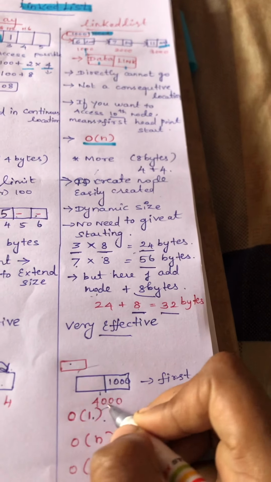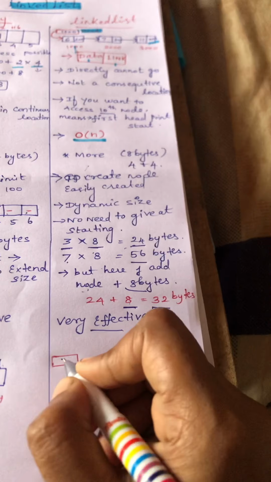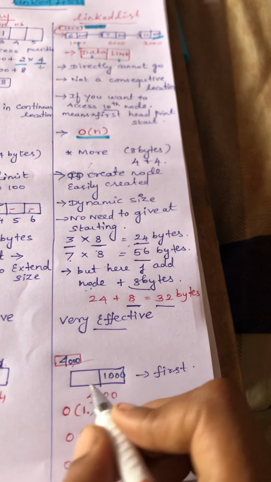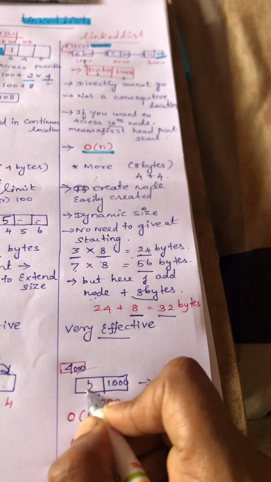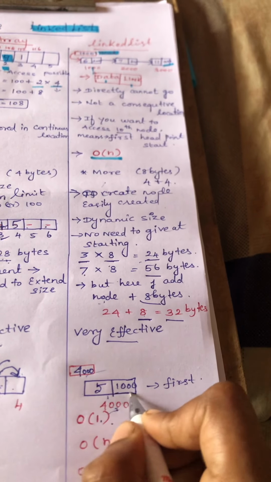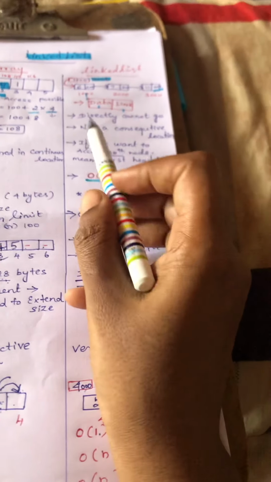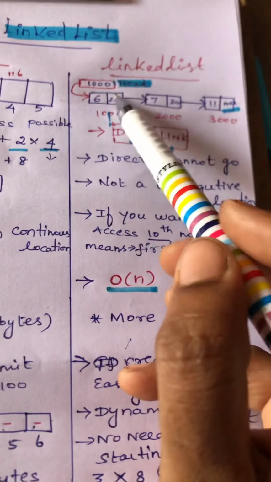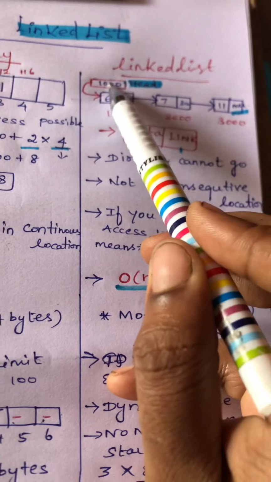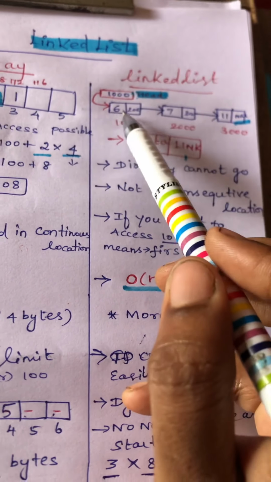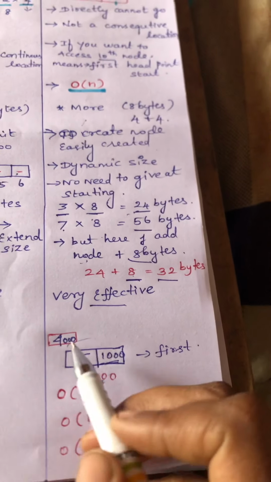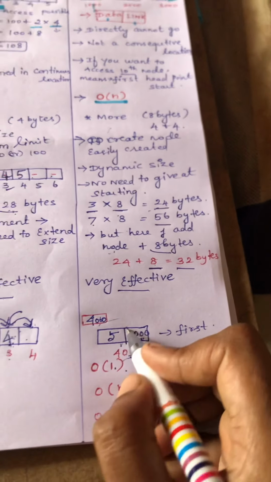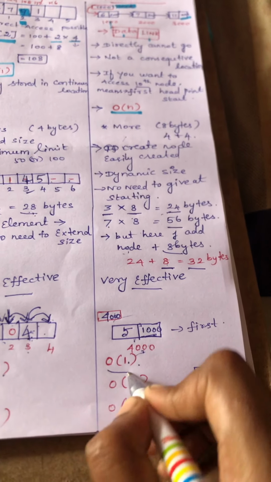What we do is just change the head pointer address to 4000, and this node holds the value 5. The link field contains the already existing first node address, that is 1000. You see here 1000. I am going to change the head pointer from 1000 to 4000 because my first node is this node. So I am changing the head pointer to 4000, and the next link is 1000. At that time the time complexity is order of 1.